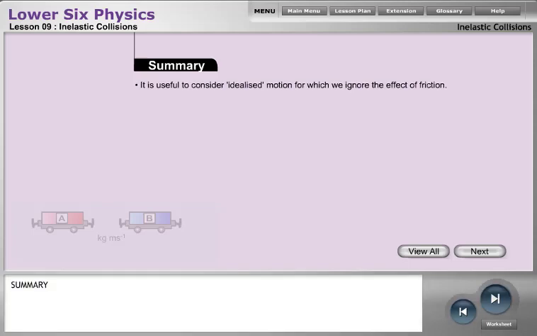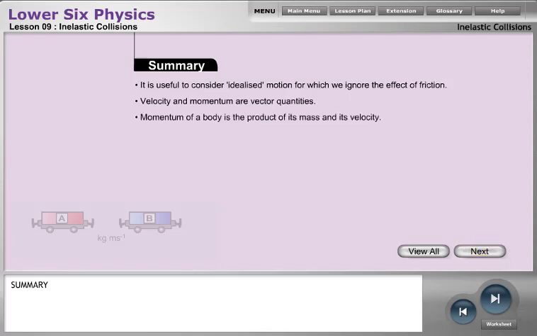It is useful to consider idealized motion for which we ignore the effect of friction. Velocity and momentum are vector quantities. Momentum of a body is the product of its mass and its velocity. Momentum equals mass times velocity. Unit: Newton second or kilogram meter per second.